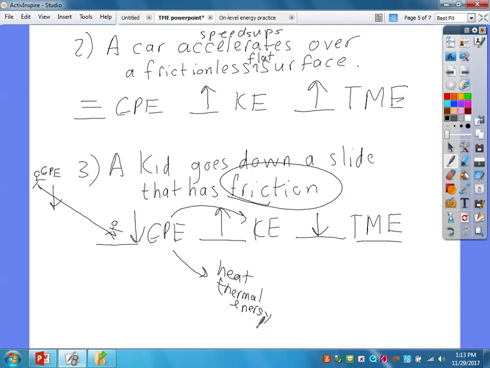So I could start with 10 joules of GP up here, but only end with maybe 7 joules of kinetic energy down here. Where'd the other 3 joules go? The 3 joules left as thermal energy. Okay? So you've got to be careful with that. When they are working opposite of each other, just look. Do you have friction or not? Is there air resistance? If there's not, TME is equal. If there is, it's most likely decreasing. Okay? Good.